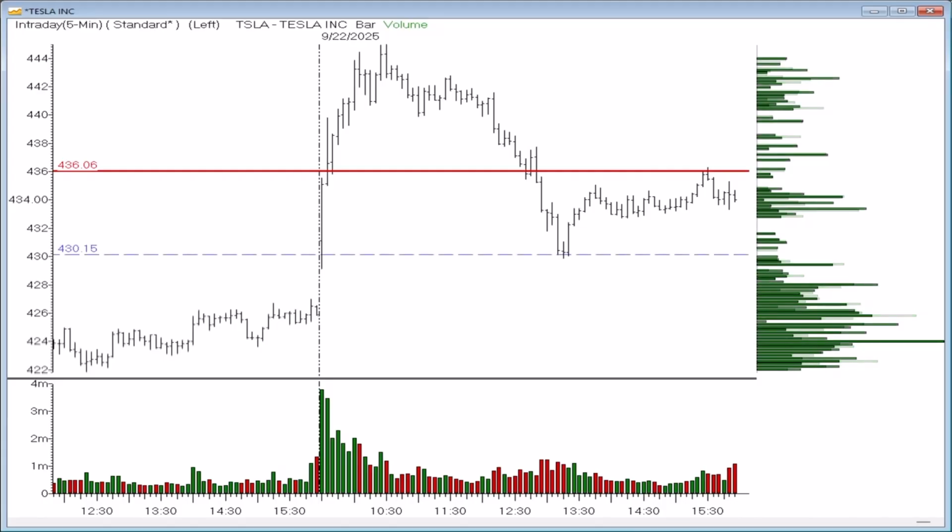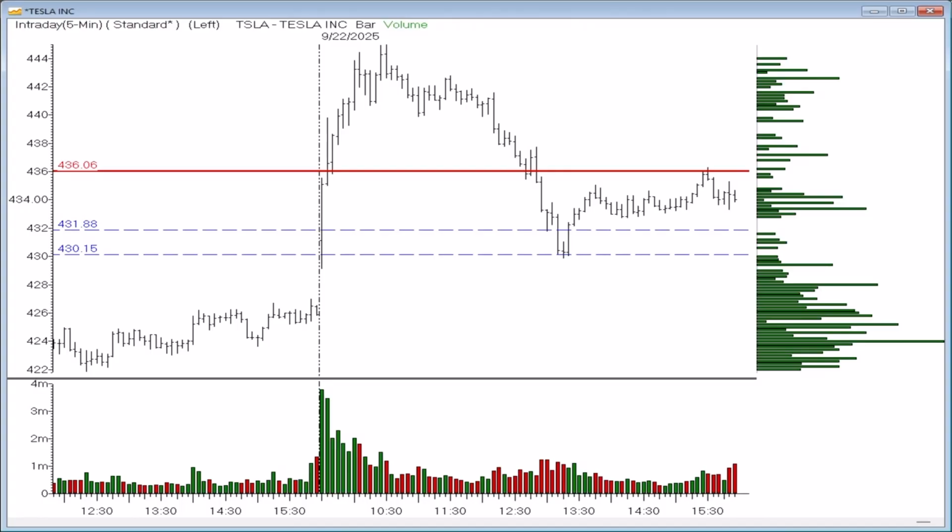Then I want to go and draw some lines. I want to look at what happened. So down here at 430.15, that's definitely the lowest place that I see that there was support during the session. If I go up a little bit, I see here that 431.88 nicely contains where price bounced on the way down.